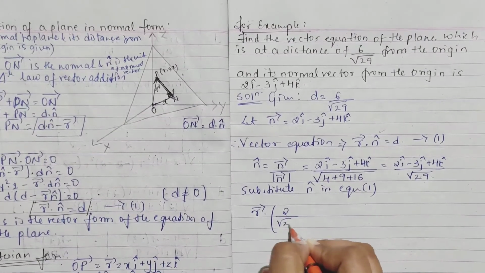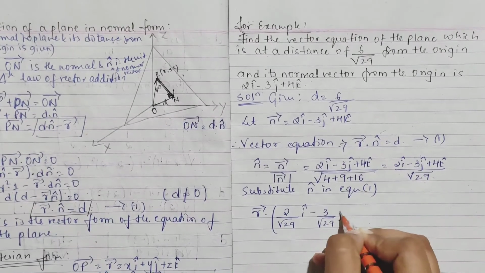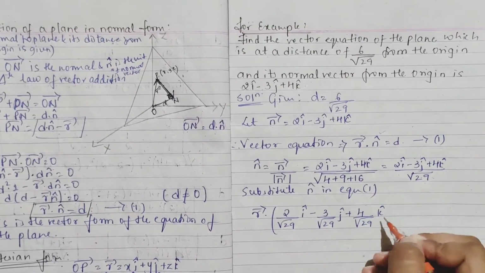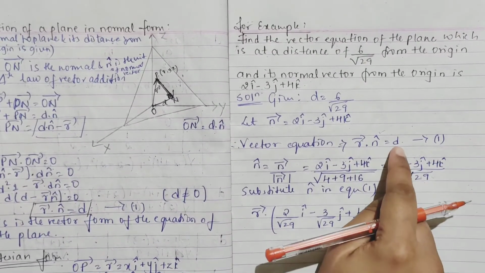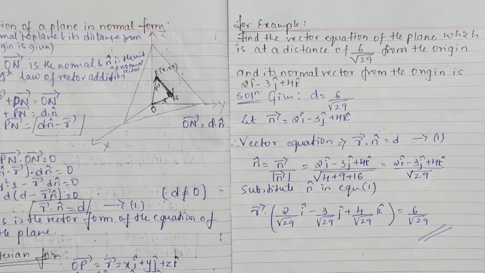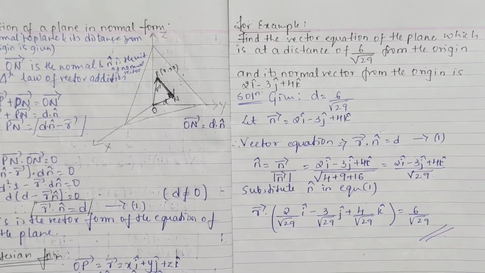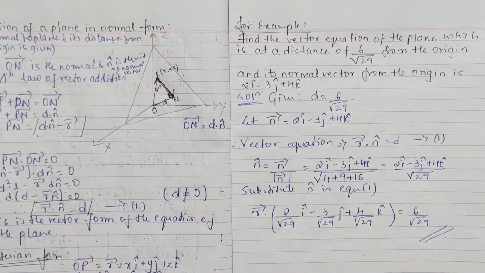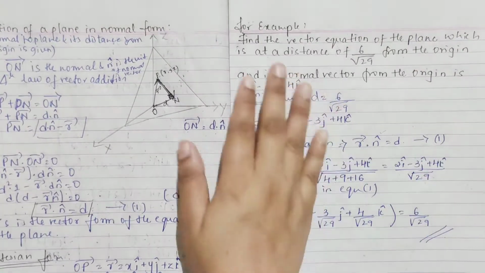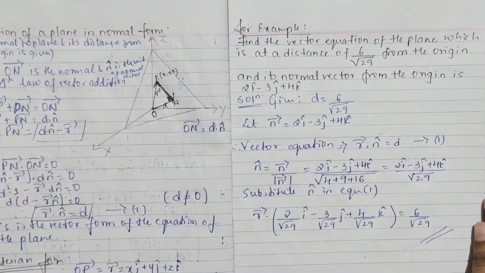2 by root 29 i cap minus 3 by root 29 j cap plus 4 by root 29 k cap is equal to, even though they have given, that is 6 by root 29. This is your vector form. Please be careful when you solve like this. You will get various questions. You have to first understand the question. Here it is a little bit tricky, but you can do it. I hope this is clear. Just pause the video to note it down.